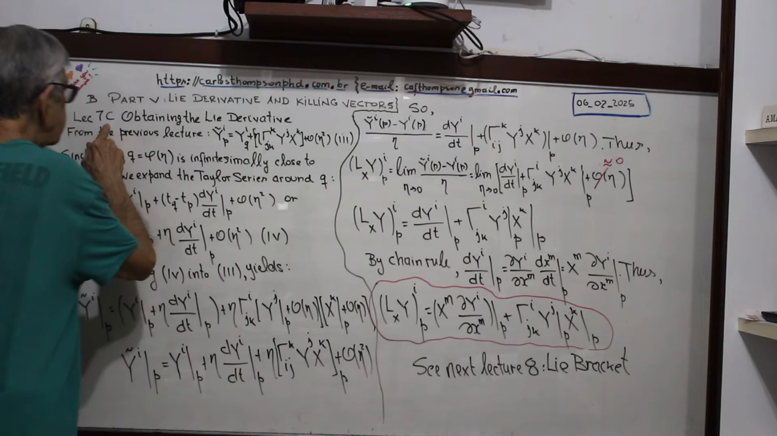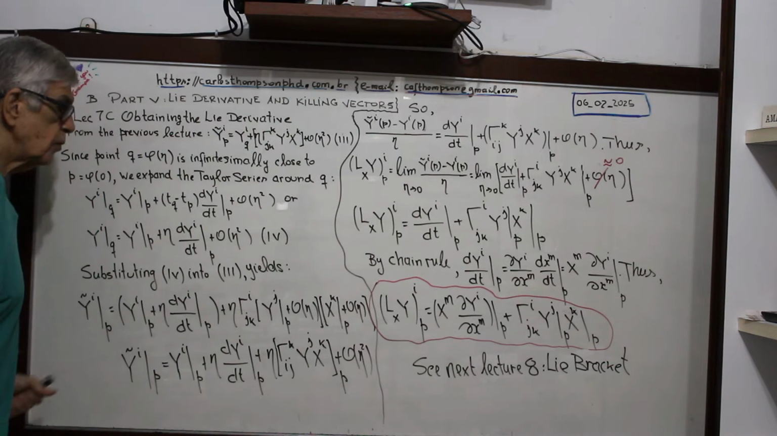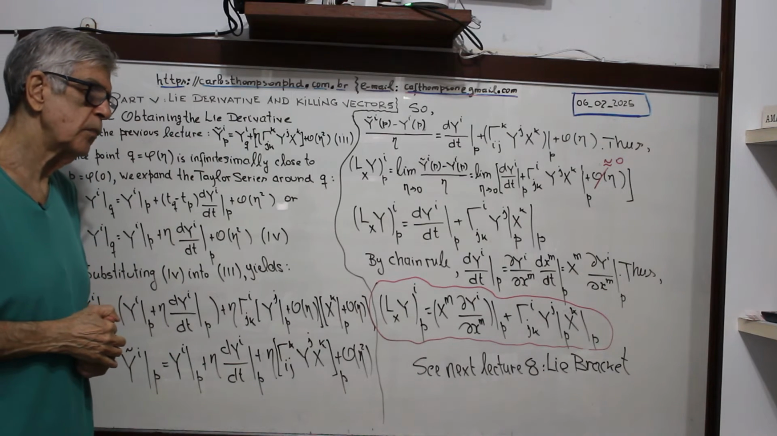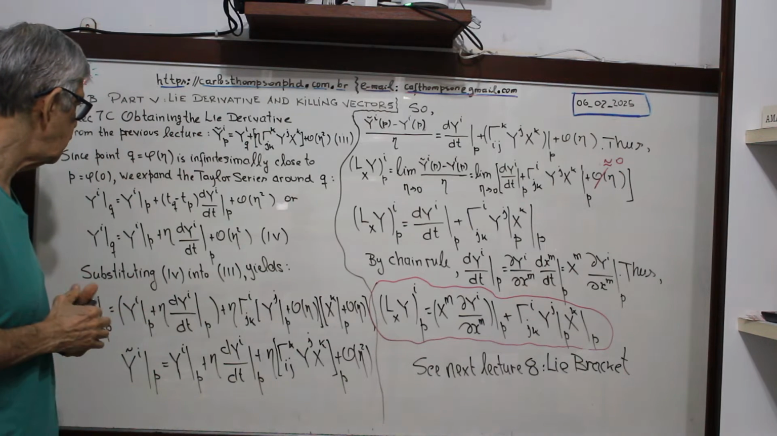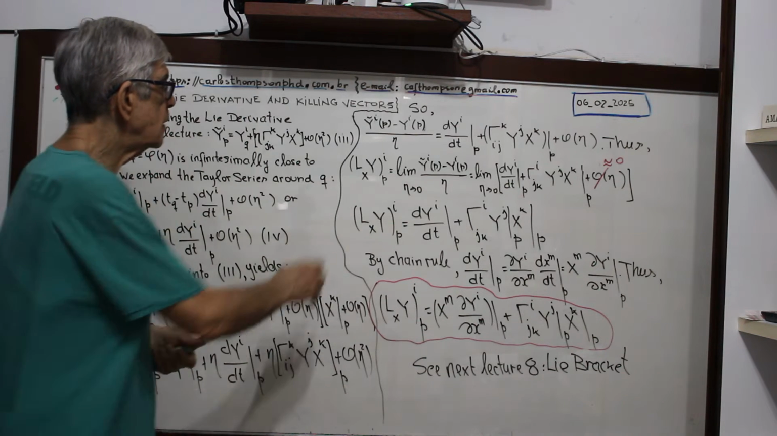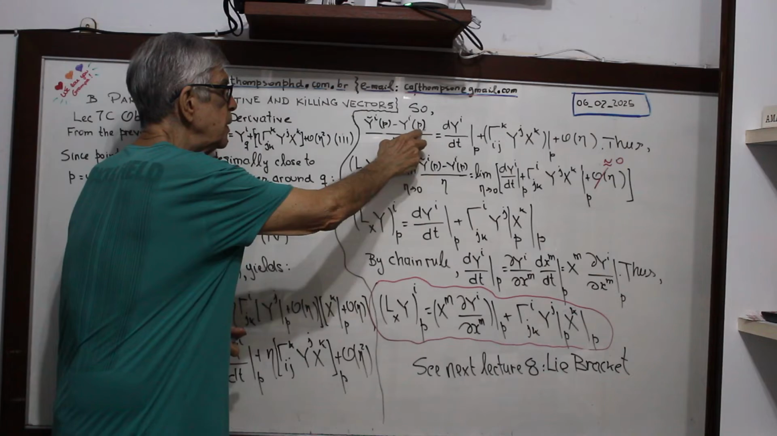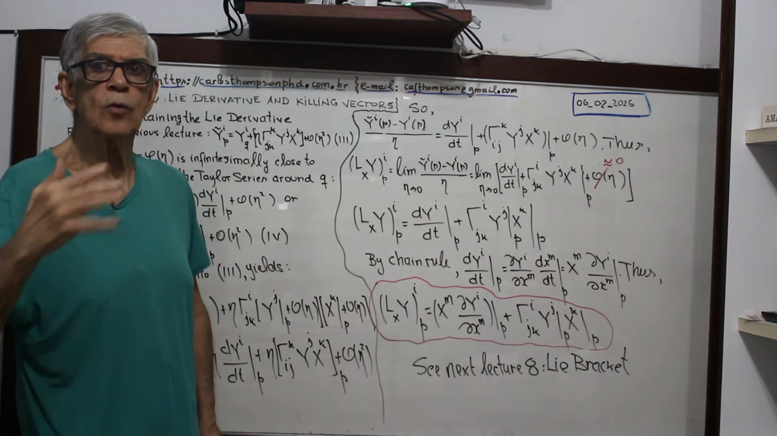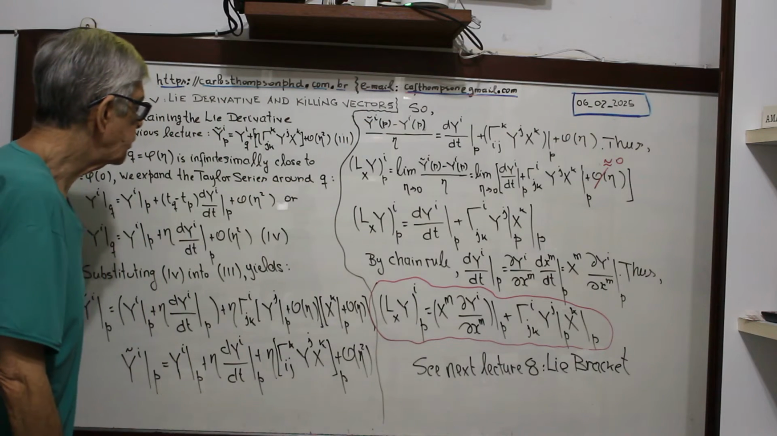Lecture 7c, obtain the Lie derivative. From the definition, we use that difference in the numerator, y_i tilde at p minus y_i at p, divided by eta, in the limit as eta goes to 0. So we will use this definition here.